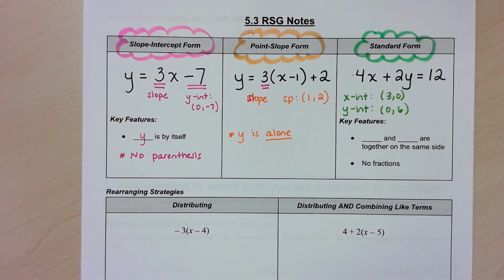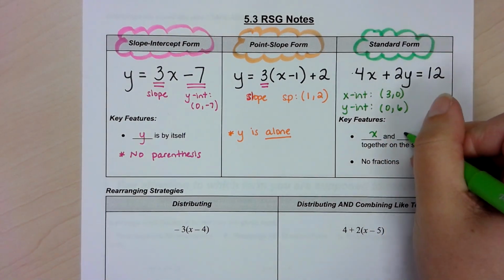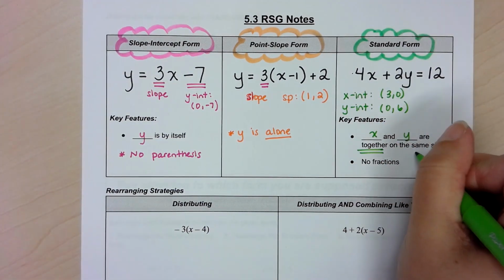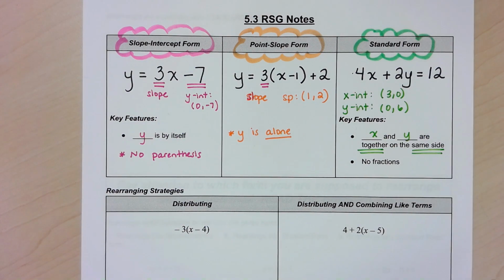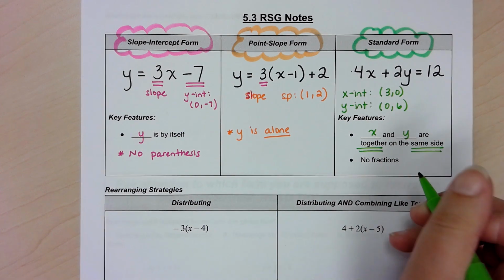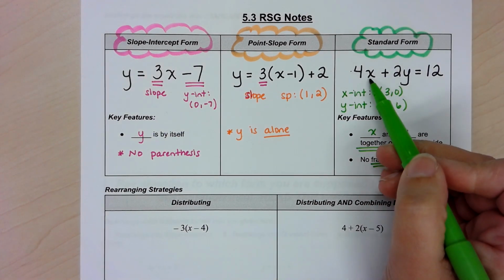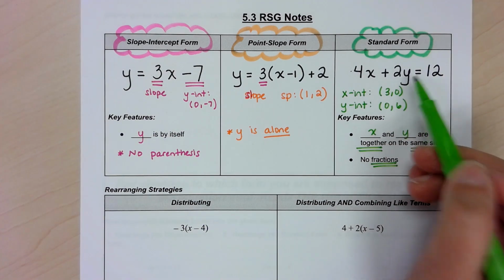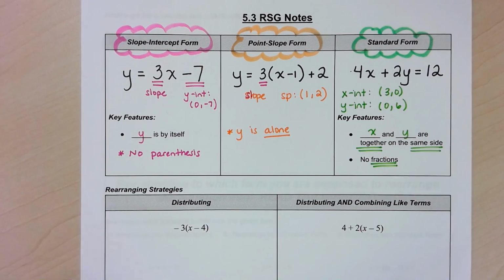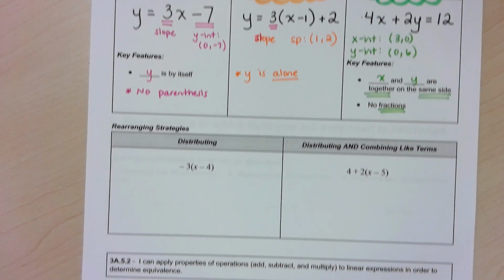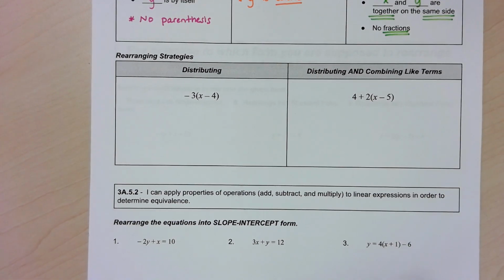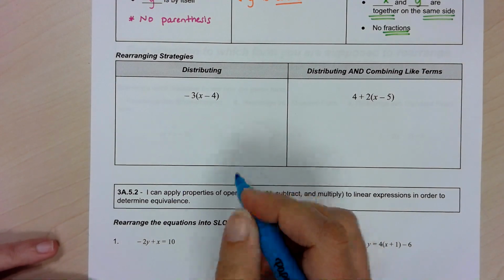Now, in this equation, the x and the y are together on the same side of the equal sign. Another important piece of information is that this equation will never have a fraction in it. And we want the x to go first and the y to go second when we put them together on the same side.